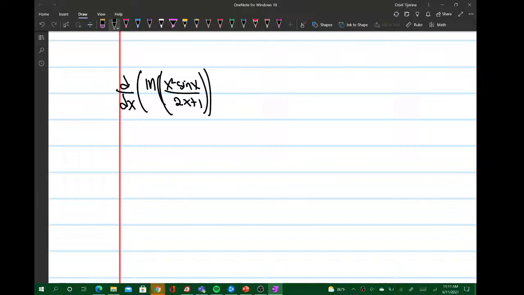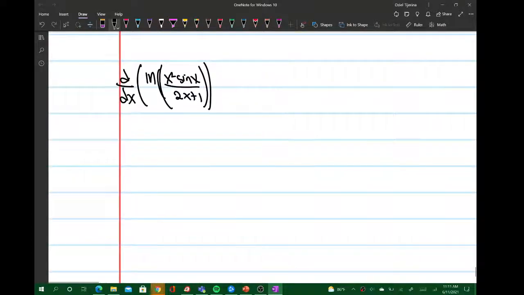I'll do my best. Let me go ahead and do d/dx of the natural log of x squared sine x over 2x plus 1. Now this one, I did attempt the first time and I actually did it wrong.